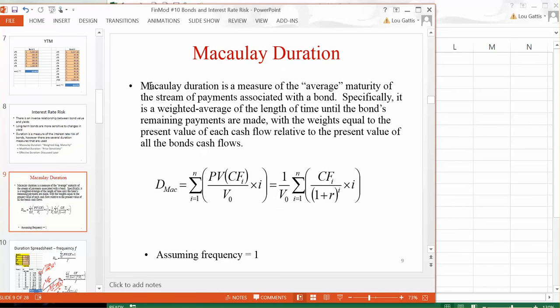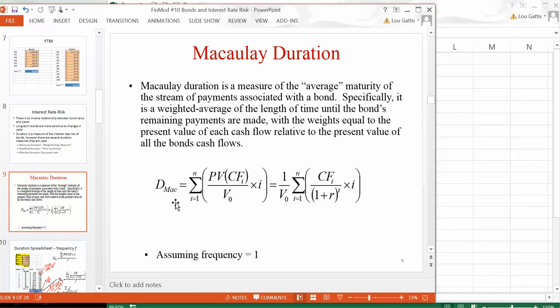So the way to think about Macaulay duration, it's a kind of average maturity of the stream of payments associated with a bond. Now, you'd normally think to say a 5-year bond would just have a 5-year duration, but that's not true, because with a 5-year coupon-paying bond you get some cash flows in years 1, 2, 3, and 4 from the coupons, and then the final par. So what Macaulay duration does, you can think of it as calculating an average time to getting all your money back, where it's going to weight all those coupon payments too.